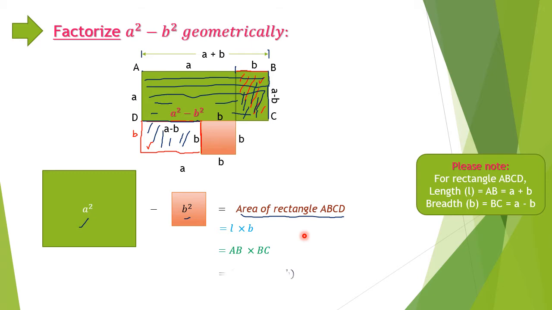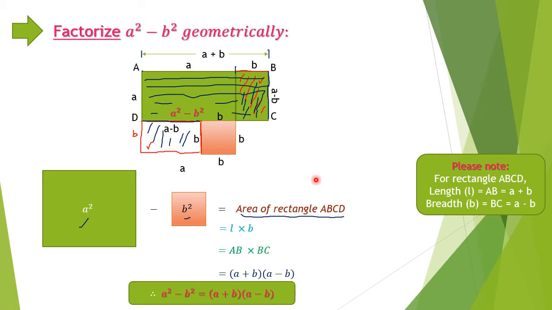So the area is AB into BC, which is A plus B, A minus B. So our formula is therefore A square minus B square is equal to A plus B, A minus B. Now it is the easiest way to factorize A square minus B square geometrically. Okay, hope you understood it. Let's proceed to the next slide.